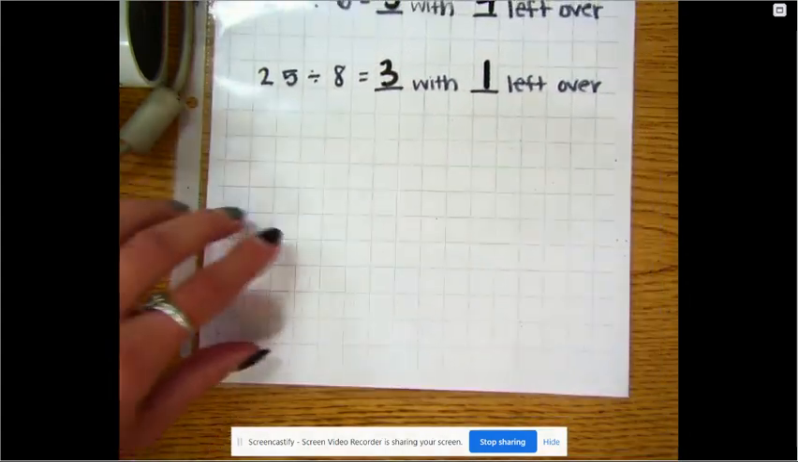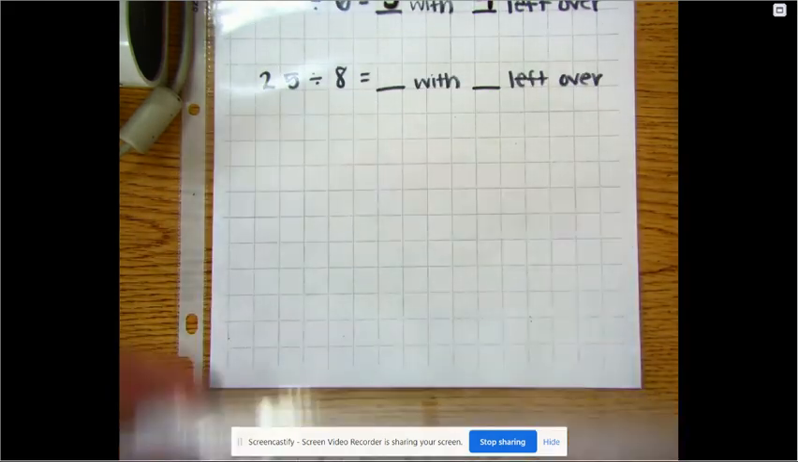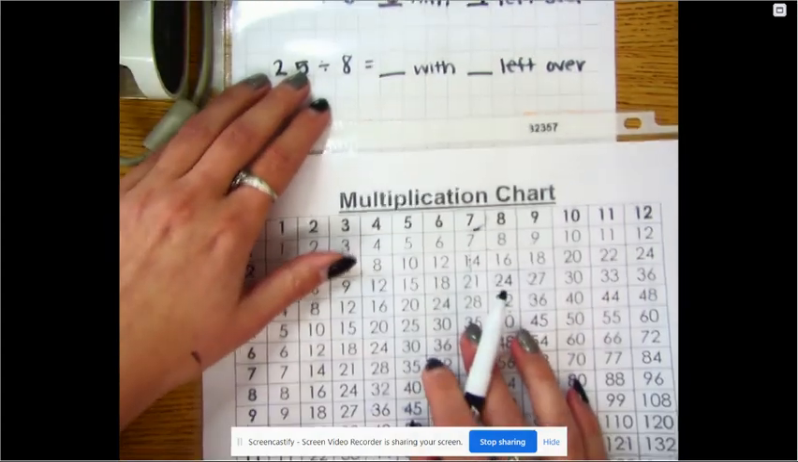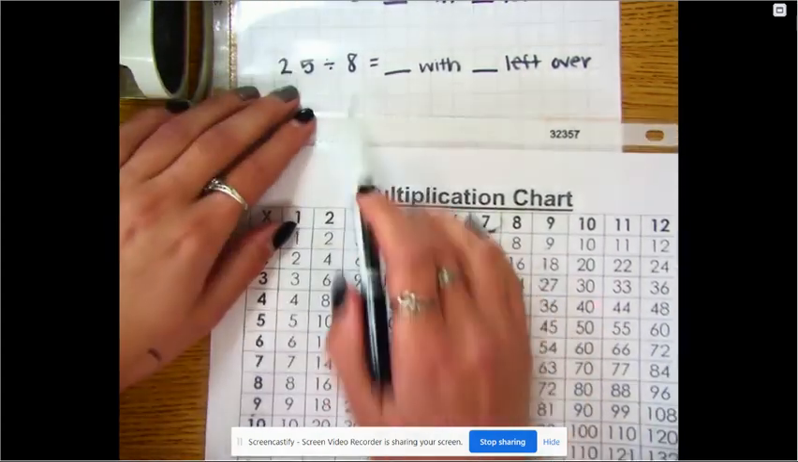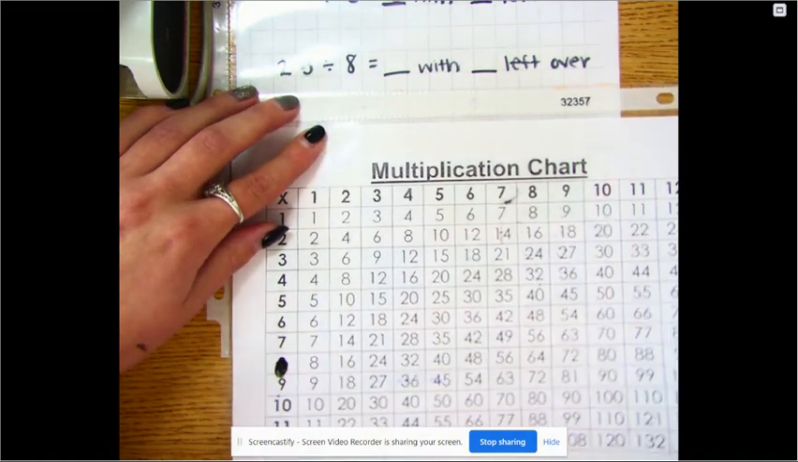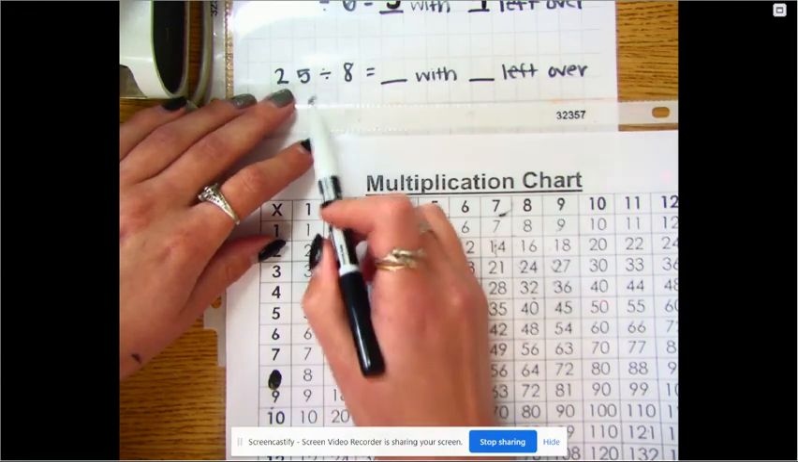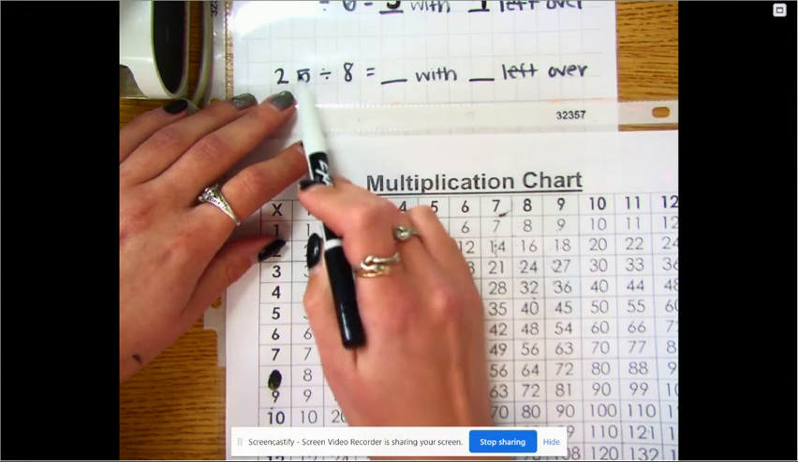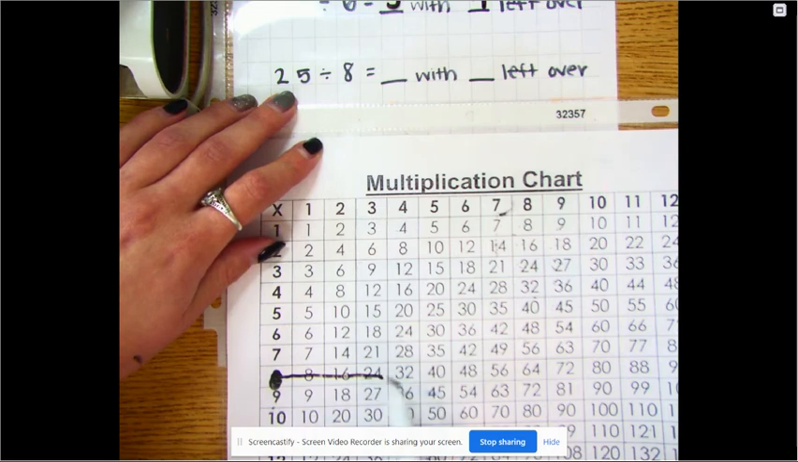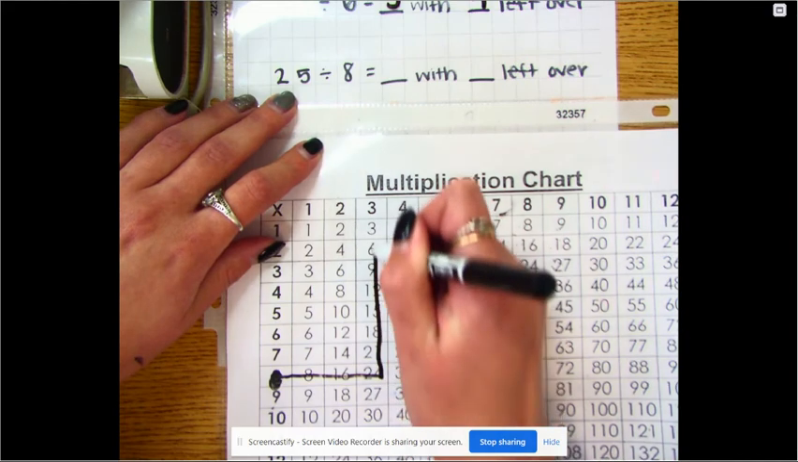Some people like to use a multiplication chart. And that's fine. Whatever strategy works best for you, that's the strategy you should continue to use. So let's start with 8, our divisor, like we always do on our multiplication chart. And from 8, I'm going to get as close to 25 as I can, like we were doing in our last lessons. So 8, I can get closer. 16, I can get closer. 24. 24 is only 1 away from 25. So I know that that's where I want to be.